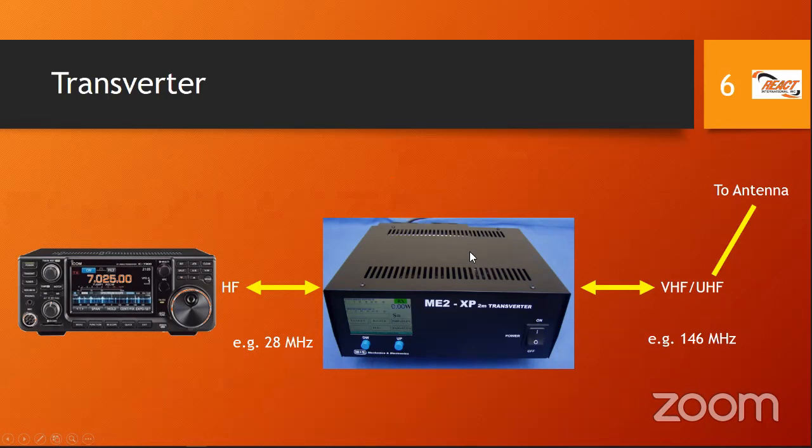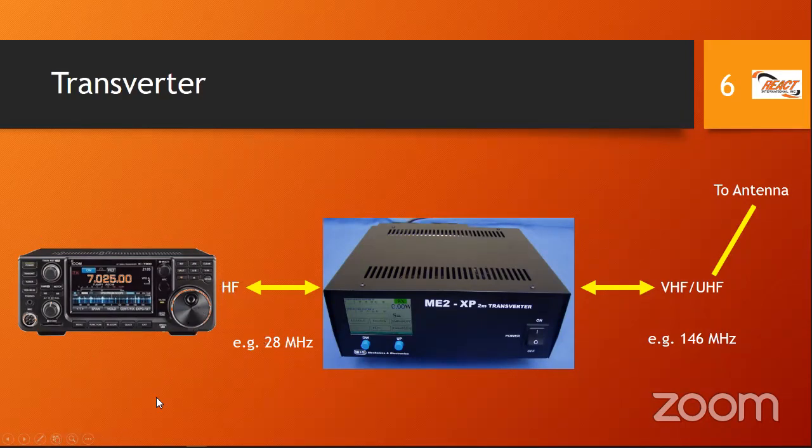So in the middle here, you see an example of what a transverter looks like. And you see on the left-hand side, we have a radio that's operating on the HF band, for example 28 megahertz. And on the right-hand side, we have an antenna connected to the transverter. So the transverter will take a radio transmission on one band, let's say the HF band, convert it to another band, let's say the 2-meter band, so 146 megahertz, and send it out to the antenna. And it will do the opposite. It will take a frequency input of, let's say, 2 meters or 146 megahertz and convert it down to the 28 megahertz frequency that this radio could receive.